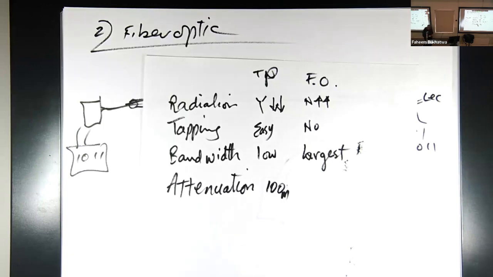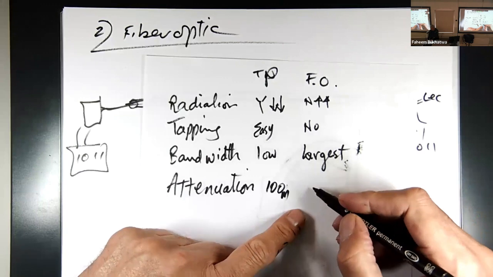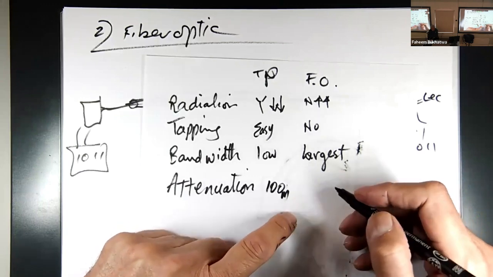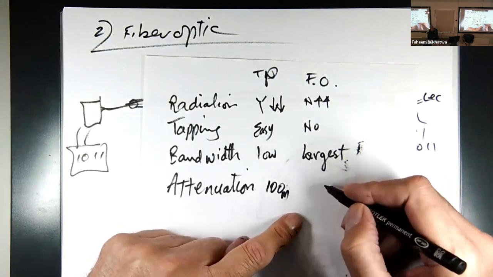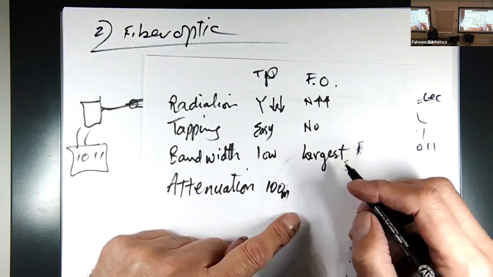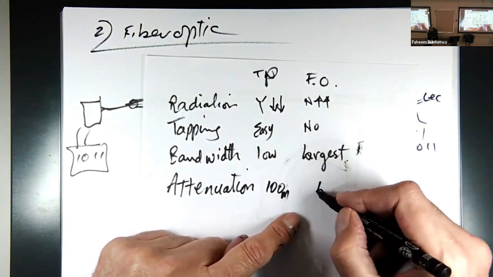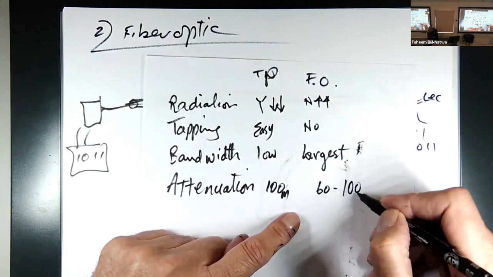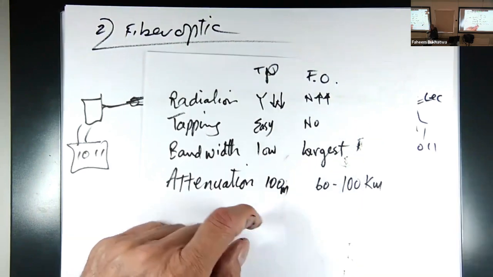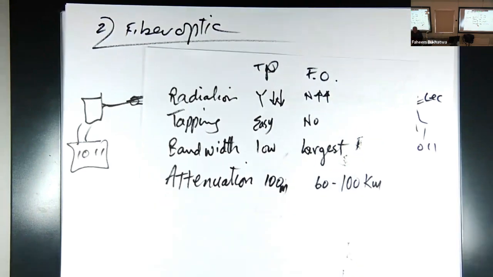Now, anybody know what the attenuation is for fiber optic cables? It's in kilometers, yeah. It's between 60 to 100 kilometers. So a fiber optic cable can carry a signal for 60 kilometers without needing a repeater. So yes, if your company expands to 2-3 kilometers, maybe.